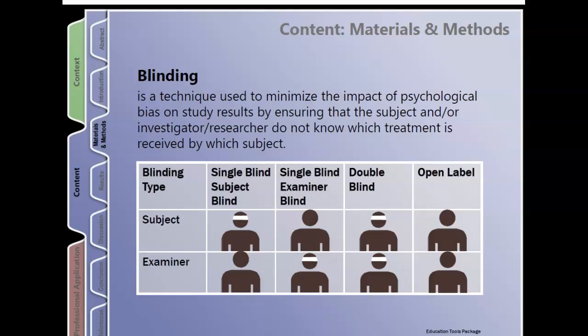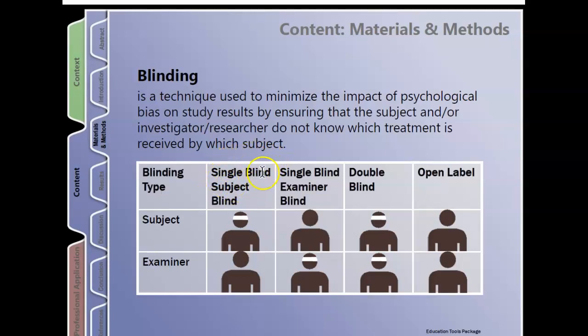Now, when I'm doing my study, I could blind people. And what blinding people means is, and I'll explain this using an example. Let's say I have a new drug and I want to see whether this drug is effective. I could do a single blind study.